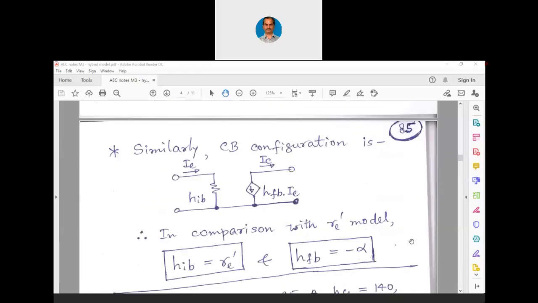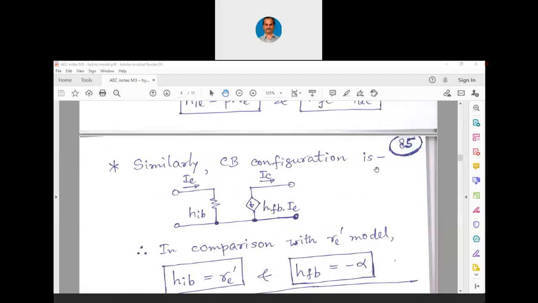So now, similarly, the common base configuration can be written this way: HIB into HFB into IE, ignoring the other two counterparts. So in comparison with the RE dash model, we have HIB equals RE dash. Please recall the small signal analysis of the common base model, where we had RE dash directly at the input. Now here we have HIB, and there we had alpha, here we have HFB, which means that HFB is nothing but minus alpha. Why minus alpha?